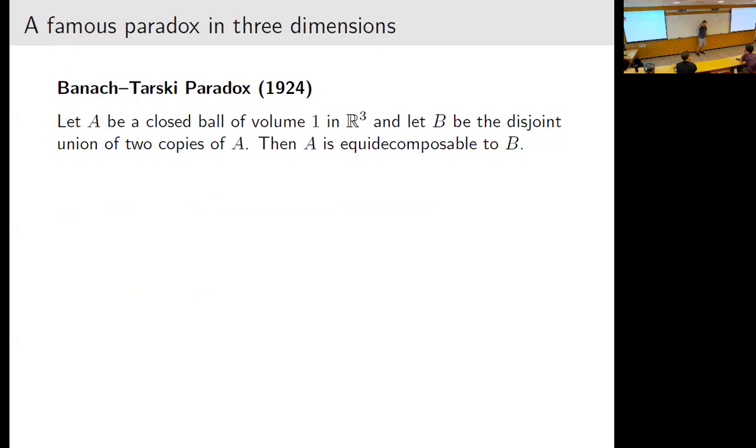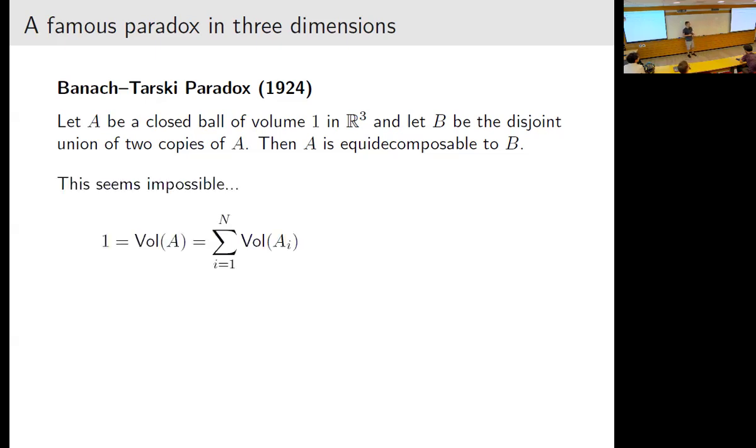Probably the most famous result on equidecompositions is the Banach-Tarski paradox. It says that if I take a closed ball of volume 1 in R^3, then it is equidecomposable to the disjoint union of two closed balls of volume 1, right? If you've never heard of this before, you probably think this is nonsense, because how could I take one ball and turn it into two balls? But that's why it's a paradox. Essentially it seems to prove that 1 equals 2, right? Because the volume of A is 1, and if I partition it into pieces, the volumes of the pieces should sum to 1.